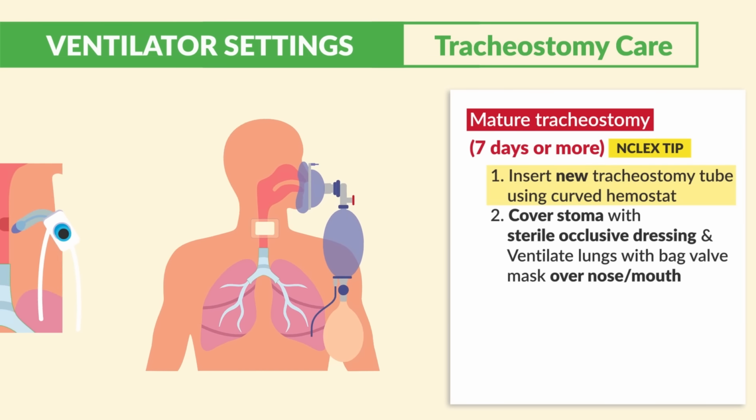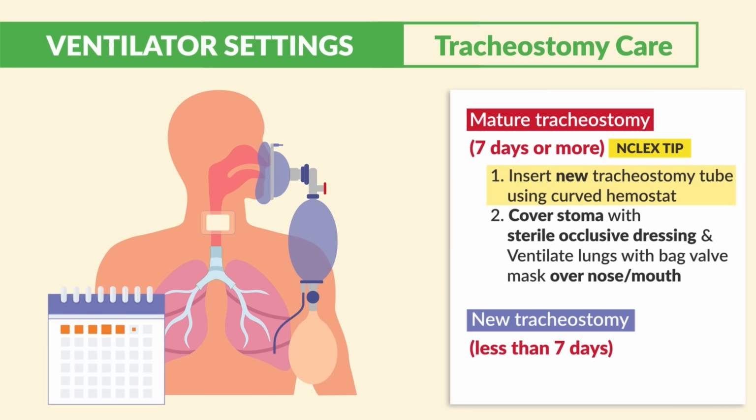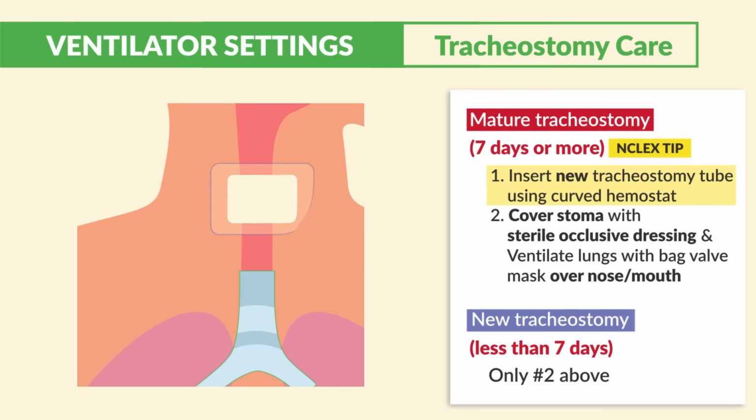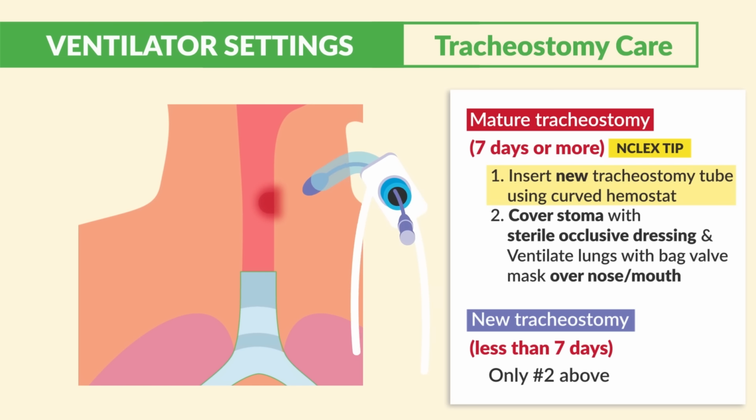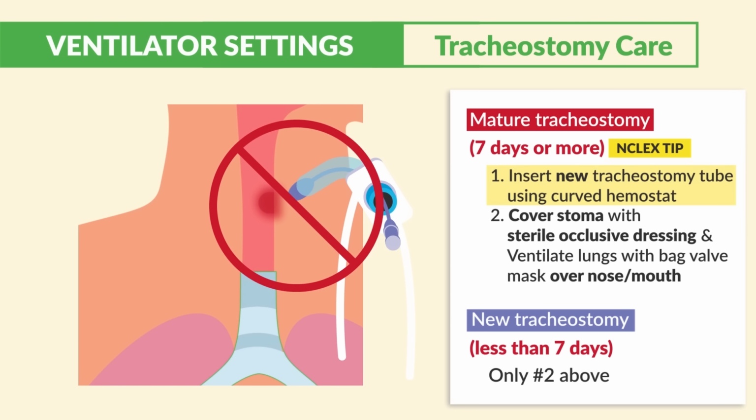Now, let's just say it's a new tracheostomy, less than 7 days. Well, then we only do number 2 here, covering the stoma with that occlusive dressing and then using a bag valve mask to ventilate the nose and mouth, since the trach is not mature enough to be immediately reinserted.